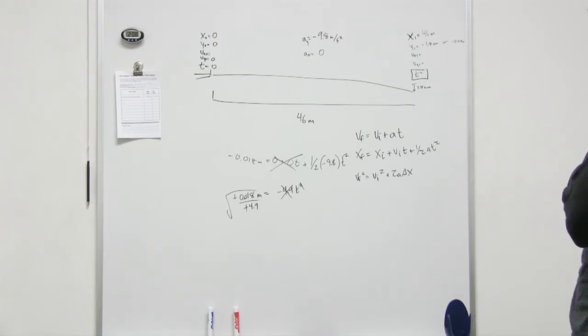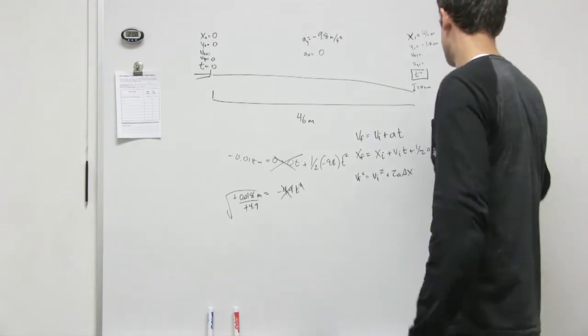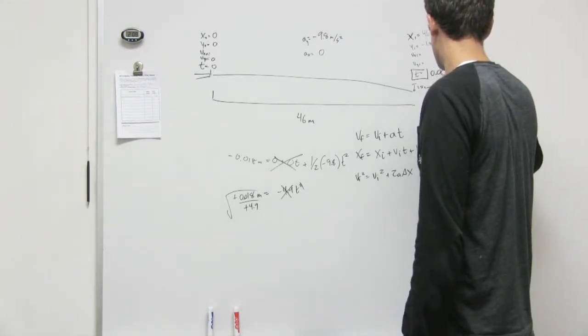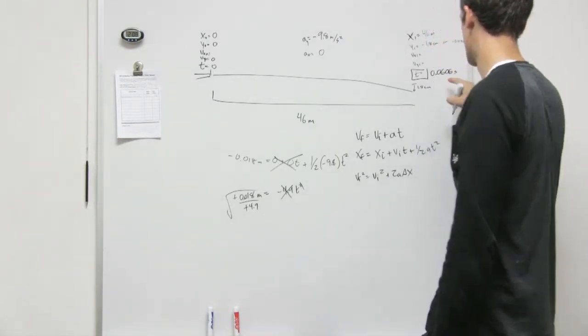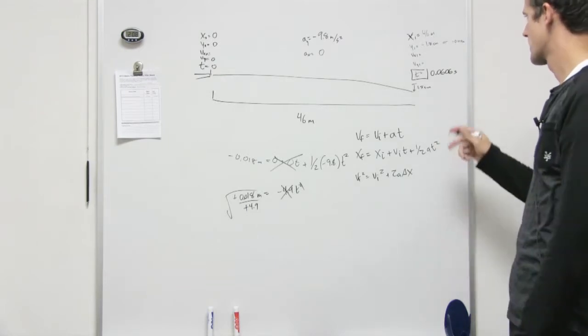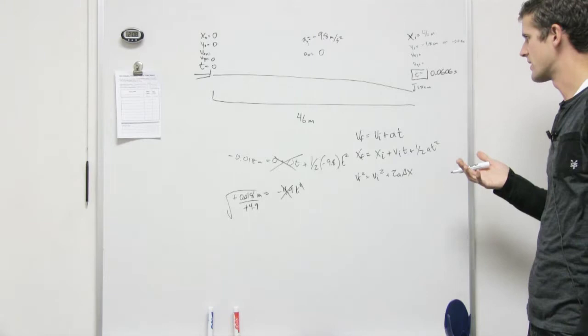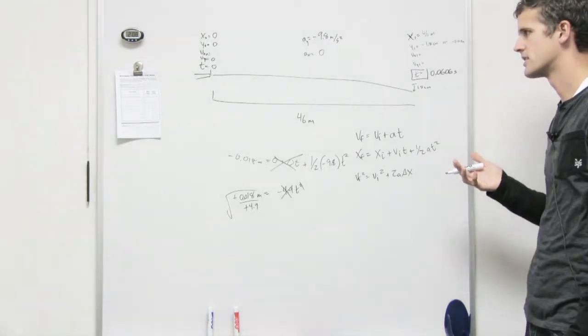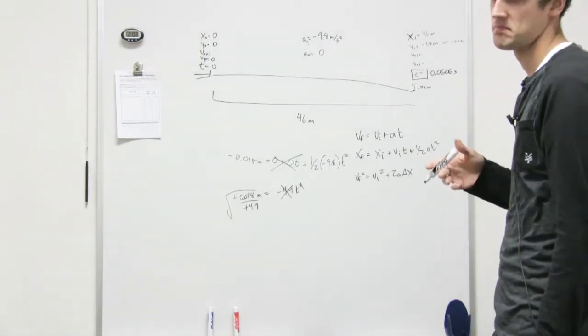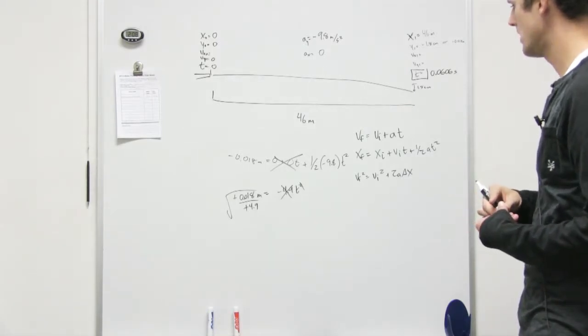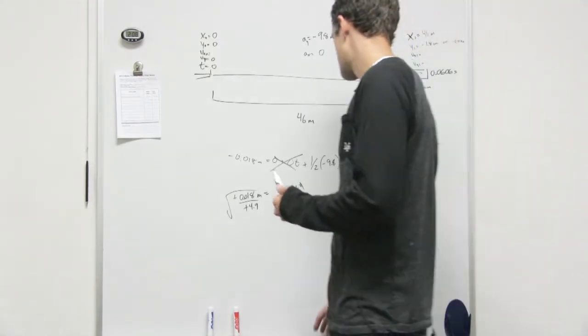I got 0.0606. You got it? Okay. That's how long it takes. Does that make sense? Yeah, not even quite a tenth of a second to shoot 46 meters. So now we have our time, so that's the first answer.